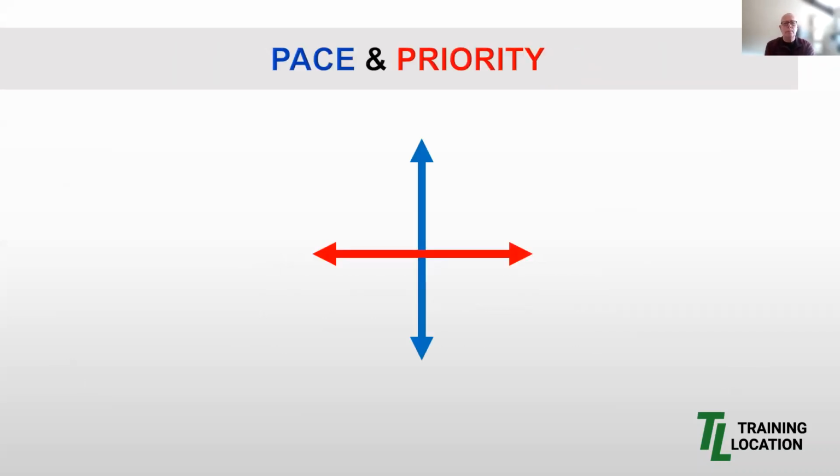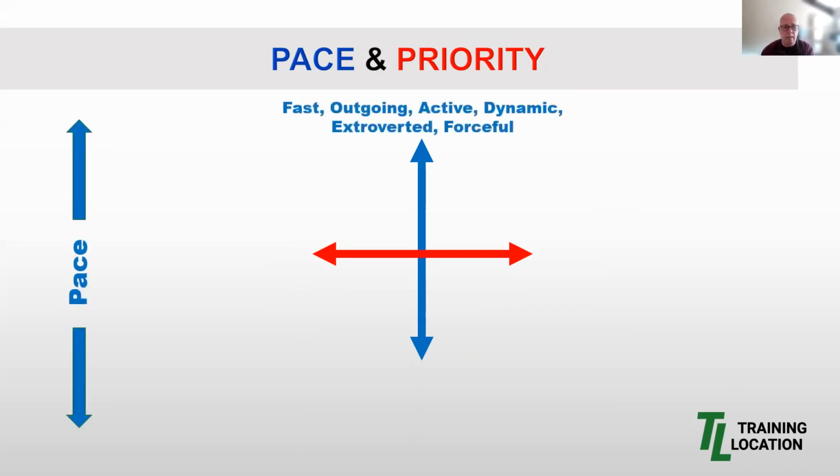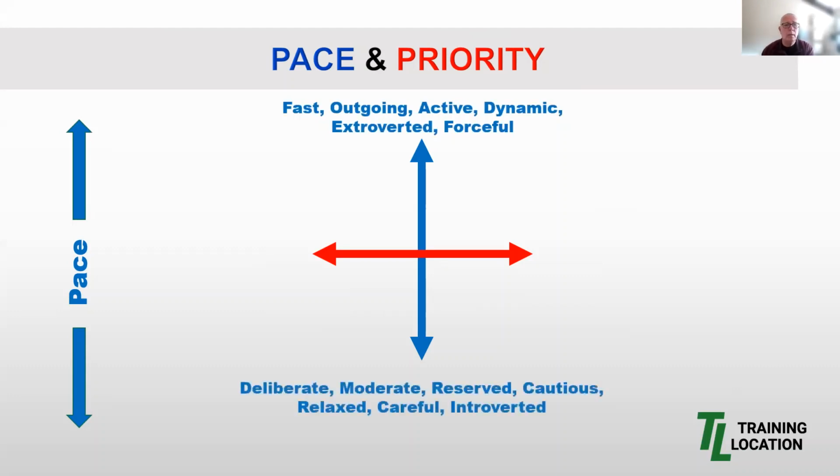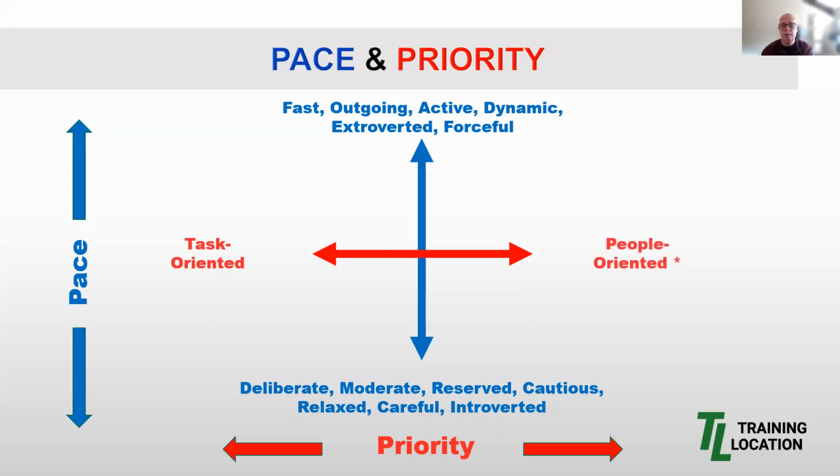Now, I'm always referring to our PACE and priority model, or grid as I like to call it. It's an essential tool to diagnose DISC styles. The vertical axis represents PACE. We see the descriptors at the top and at the bottom of the PACE spectrum. The horizontal axis represents priority, and we see the descriptors for that at the left and at the right of the priority spectrum. And a note here, the asterisk by people-oriented. Some people like to use relationship-oriented for this end of the priority spectrum. I'll leave that up to you.